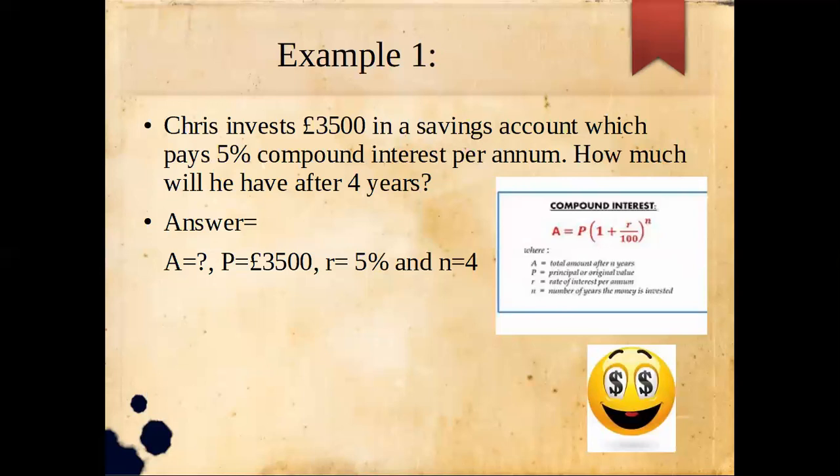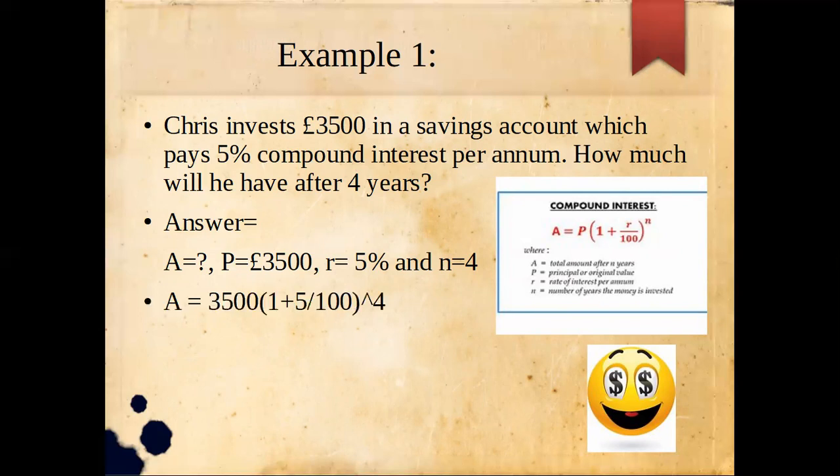So what we'll do first of all is write down what each thing is. So we don't know what A is, that's what we're looking for. So that's a question mark. P, the original amount, is £3,500. R, which is the rate, is 5%, so it's positive 5%. You could write that if you wanted, but we'll just assume it's positive. And then number of years, which is 4 years. Okay, so now we can put everything into the formula.